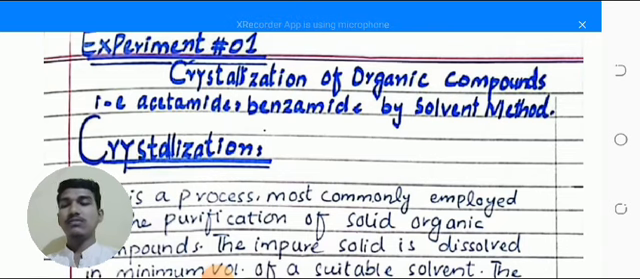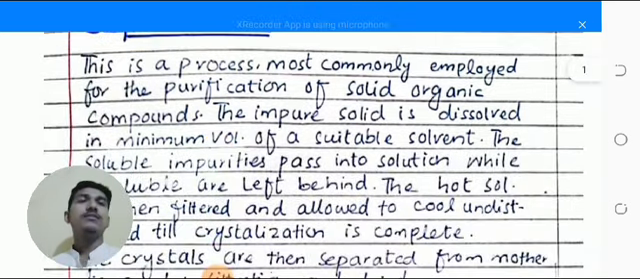Today we are going to discuss crystallization of organic compounds. Example: crystallization of benzamide by the solvent method. Crystallization is a process most commonly employed for the purification of solid organic compounds.